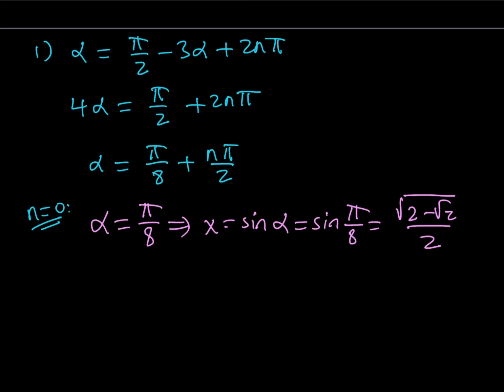I'll tell you at the end. Let me go ahead and finish up all these cases. n equals 1 is going to give me alpha equals 5 pi over 8, because remember, every time we're adding 4 pi over 8 because it's pi over 2. Every time for n equals 1, I should be getting this.